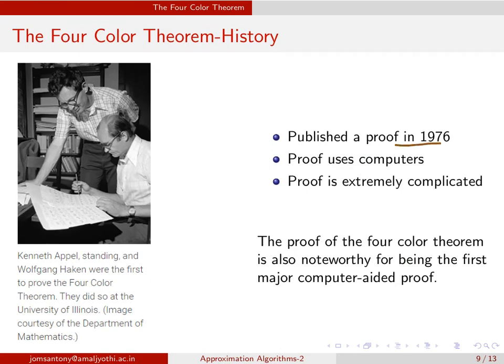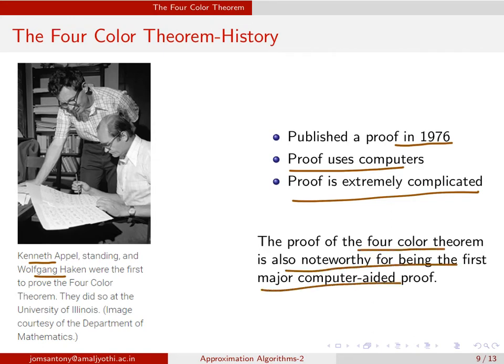It was in 1976 that Kenneth Appel and Wolfgang Haken were successful in coming up with a proof for the 4-color theorem. This proof uses computers, and the proof was extremely complicated. This proof of the 4-color theorem is also noteworthy as the first major computer-aided proof. This proof has a wide range of academic interest, and many were successful in coming up with less complicated proofs.